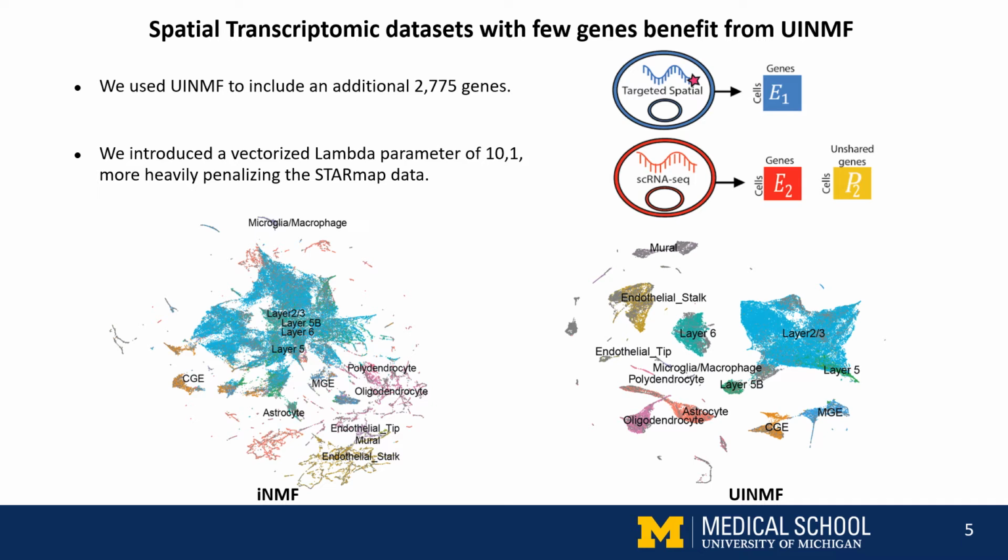In order to demonstrate our algorithm in practice, we used a spatial transcriptomic dataset and we integrated it with a single-cell RNA sequencing dataset. For our unshared features, we used UINMF to include an additional 2,775 genes that were present in the single-cell RNA sequencing dataset, but were not present in the targeted spatial transcriptomic set. We also introduced a vectorized lambda parameter of 10, 1, more heavily penalizing the STARmap data.